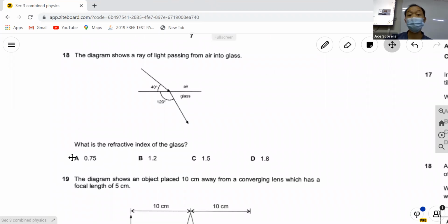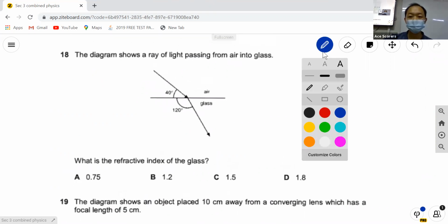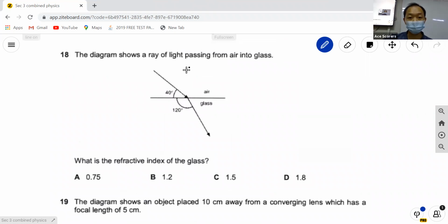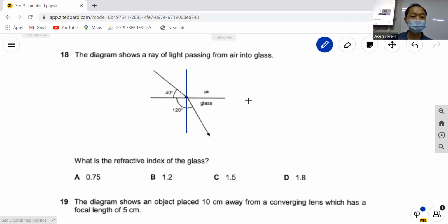What's the refractive index? What's the formula? Which formula do we use? Let's draw the normal. Okay. What do you get for this? Yes. It's either you or him. I could see you put C. Oh yeah. How about you? What do you put? B. You put B. Oh no. What's the formula you use?